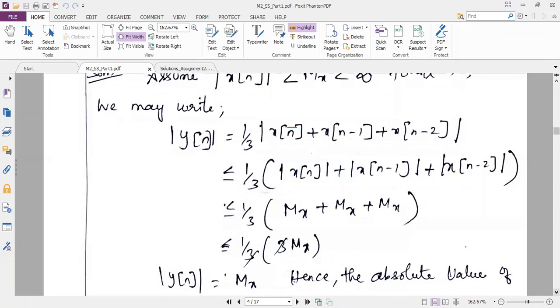Can we conclude? Yes, ma'am. So you just conclude that since the magnitude of y of n is less than or equal to mx, it will be less than or equal to my also. Therefore, the given system is BIBO stable. Just conclude like this.